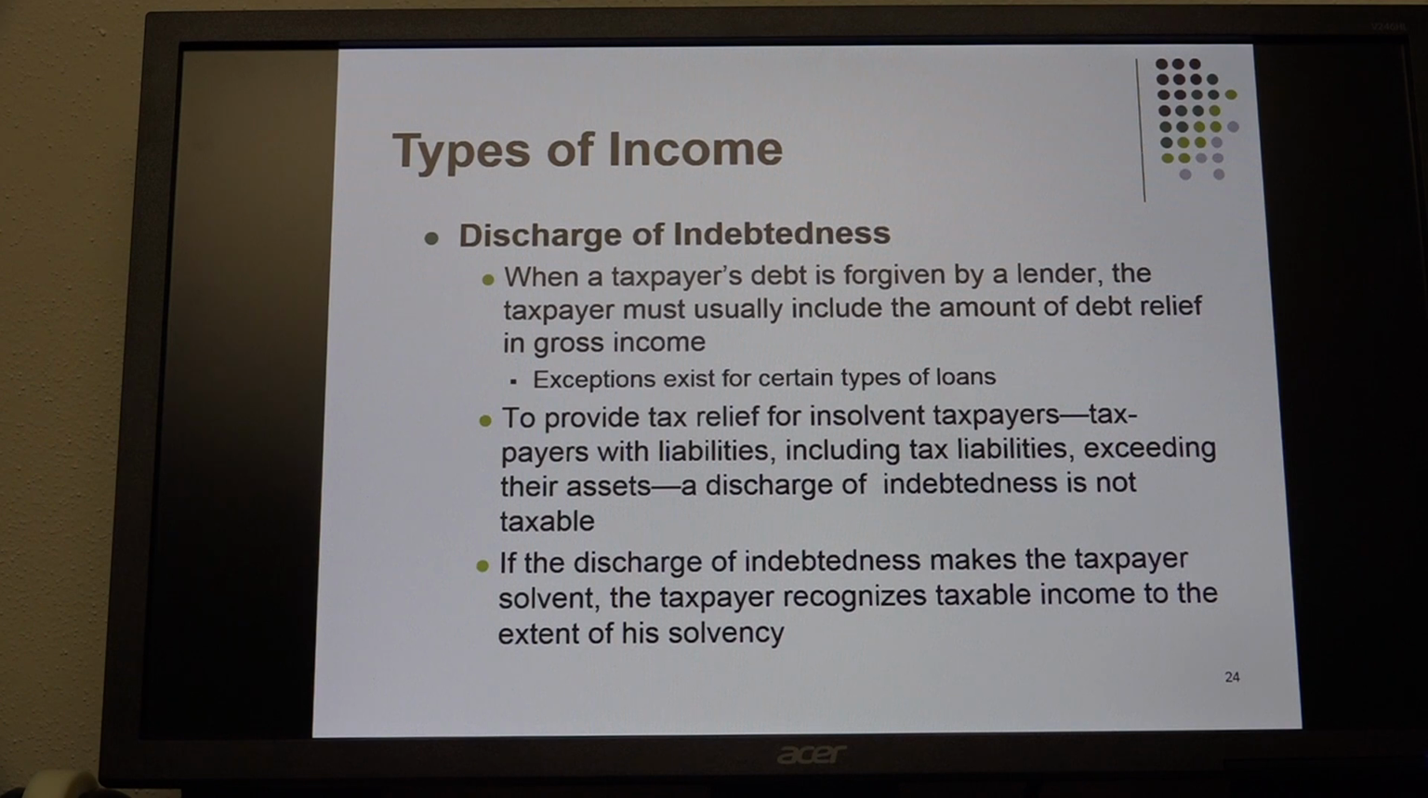then you have to include in income the amount to which you're insolvent, to the extent you are solvent. So the book says, or the little thing here says, if the discharge of indebtedness makes the taxpayer solvent, the taxpayer recognizes taxable income to the extent of his solvency. So in my example, to the extent of his insolvency is the $200,000. And so that would be the amount that is included in gross income.